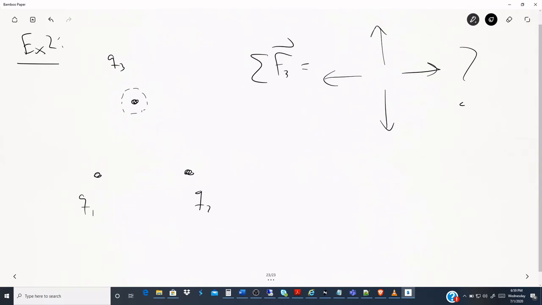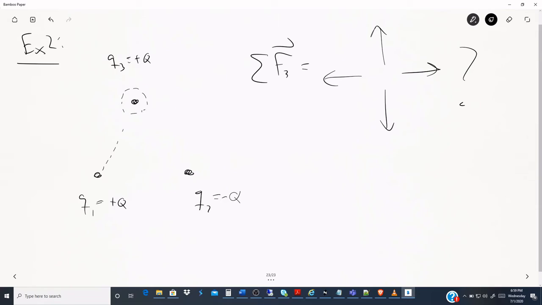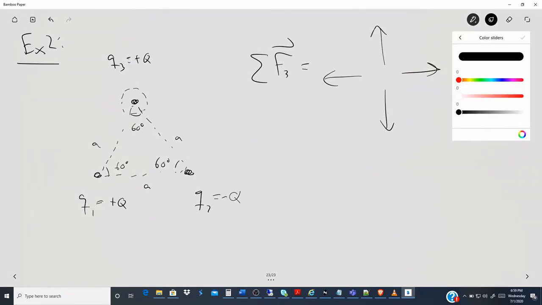Now I'm going to assume that all of these have the same amount of charge. But Q2 is going to be negative, and Q3 is going to be positive. Okay. So Q1 is positive, Q2 is negative, and Q3 is positive. Furthermore, this is going to be an equilateral triangle. So that means all the side lengths are the same. And this is a 60, 60, 60 triangle. Okay. So we have two forces acting on Q3.